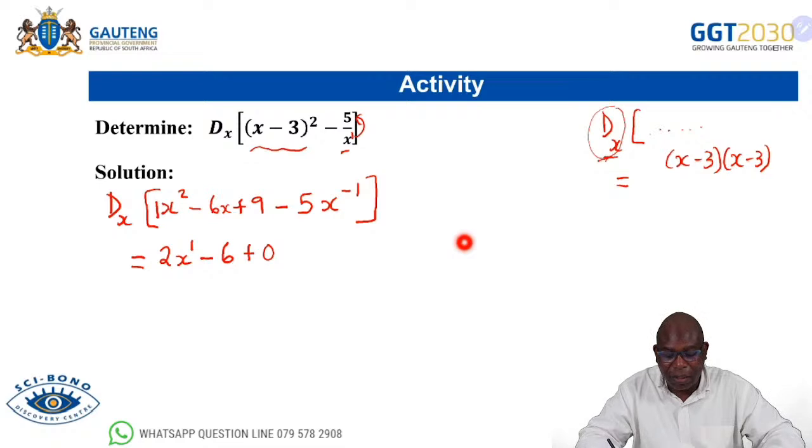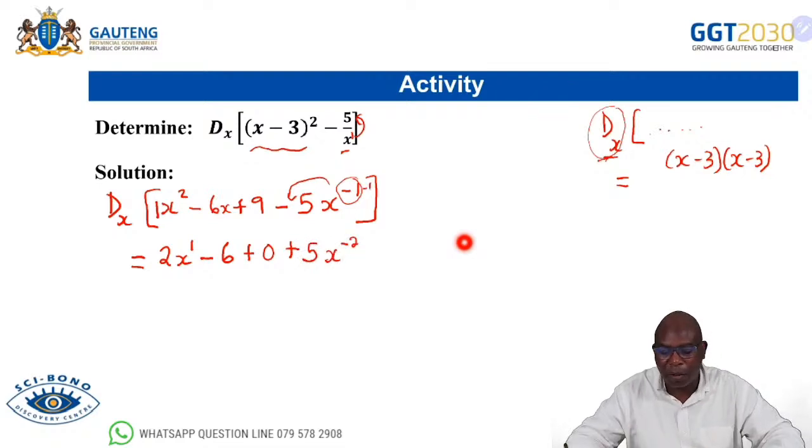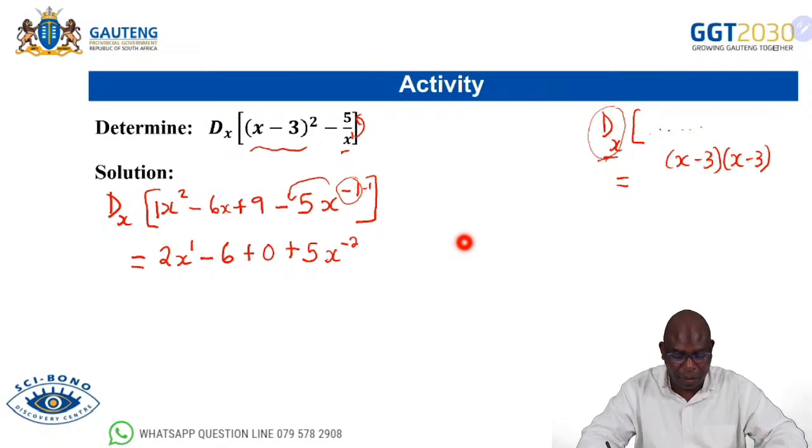Then we differentiate that one. Please remember, do not write the sign before you multiply. So you're going to say negative 1 multiplied by negative 5, and I'm going to get a positive 5x to the power minus 2 because I'm subtracting 1 from the power. So I'll have that. Remember, I differentiated each and every term. So that's what I get.